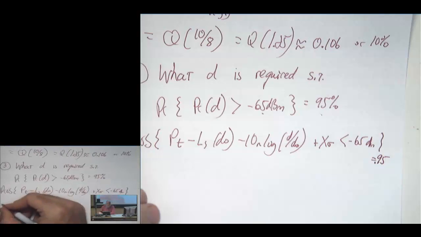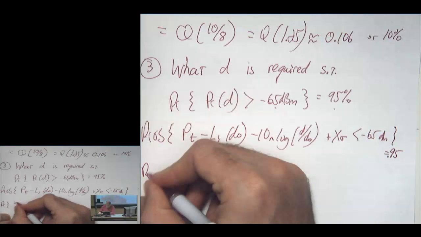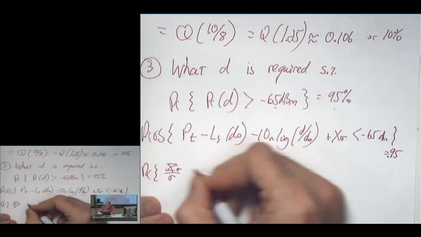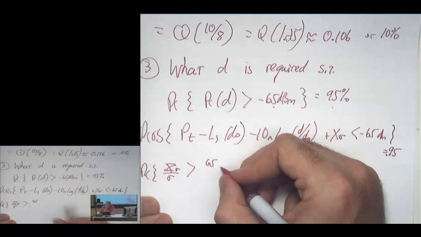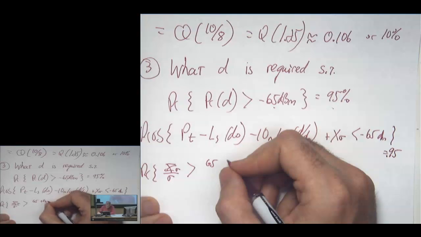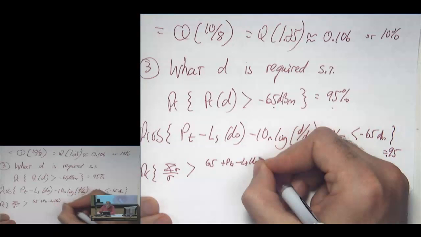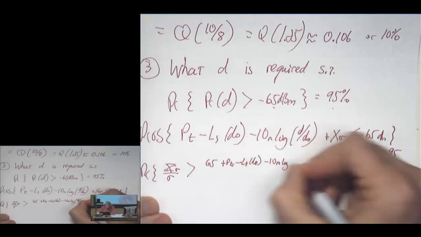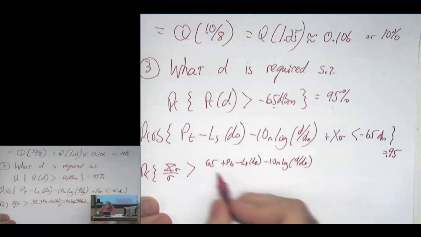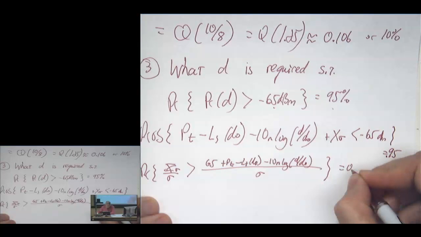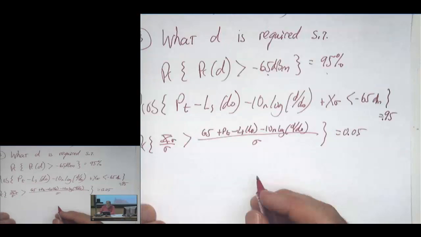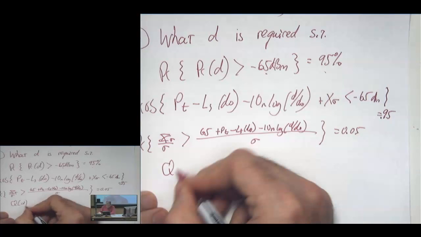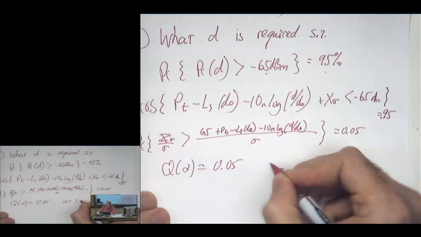So the only random variable is this x here, so that's equal to the probability, and we're going to go ahead and divide through by sigma. So the probability that x over sigma is greater than 65. So I'm going to do greater, so I'm going to flip the sign here. So 65 plus pt minus this reference distance loss minus 10n log of d over d naught divided by sigma. I'm going to let that equal to 0.05. So instead of computing the probability this is less than, I'm going to compute the probability that this is greater than 5% here. And so then you can go through here and find that the Q of alpha, set that equal to 0.05. Alpha should be equal to 1.65.